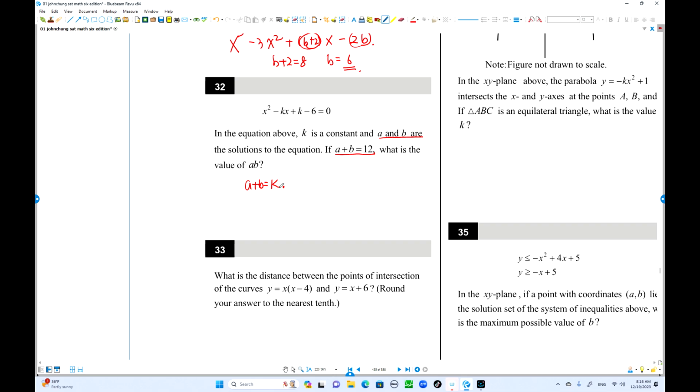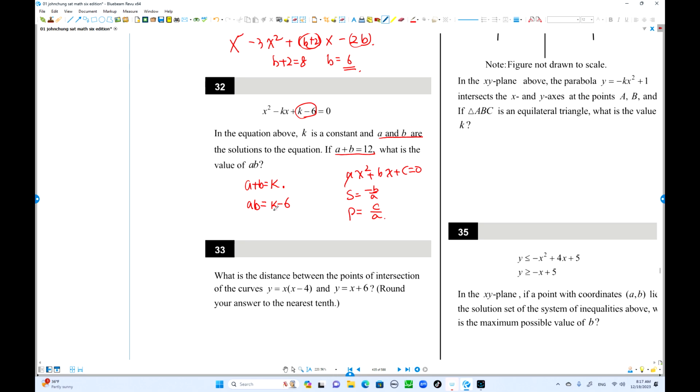So where is the product AB? The constant, right? The product A times B equals k minus 6, okay? You understand? For ax squared plus bx plus c equals 0, the sum of the roots is negative b over a, and the product of the roots is c over a. So k minus 6 over 1, k minus 6.